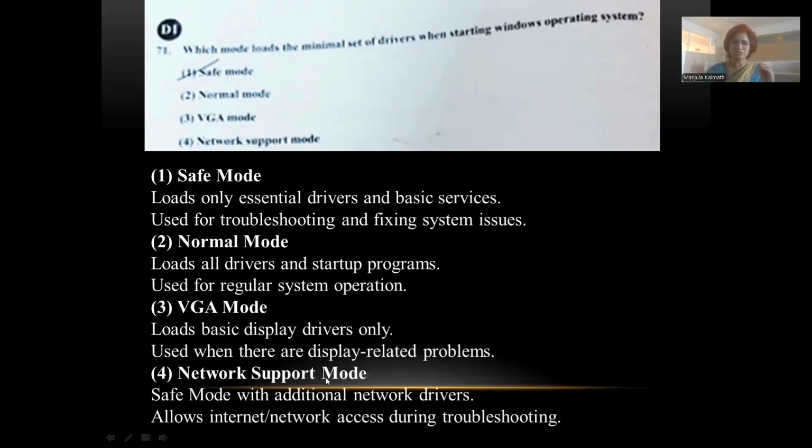So here we have network support mode. This is one of the modes when we have any issues with the network; we have to open with this and check. If any issues are related to the graphics, then we have to open in VGA mode and check whatever the problem is. And suppose the system itself is giving a problem, then we have to go for safe mode, where the initial essential drivers will be loaded. Without any issue, it just opens in normal mode. That is the default. So the correct answer for this one is safe mode.